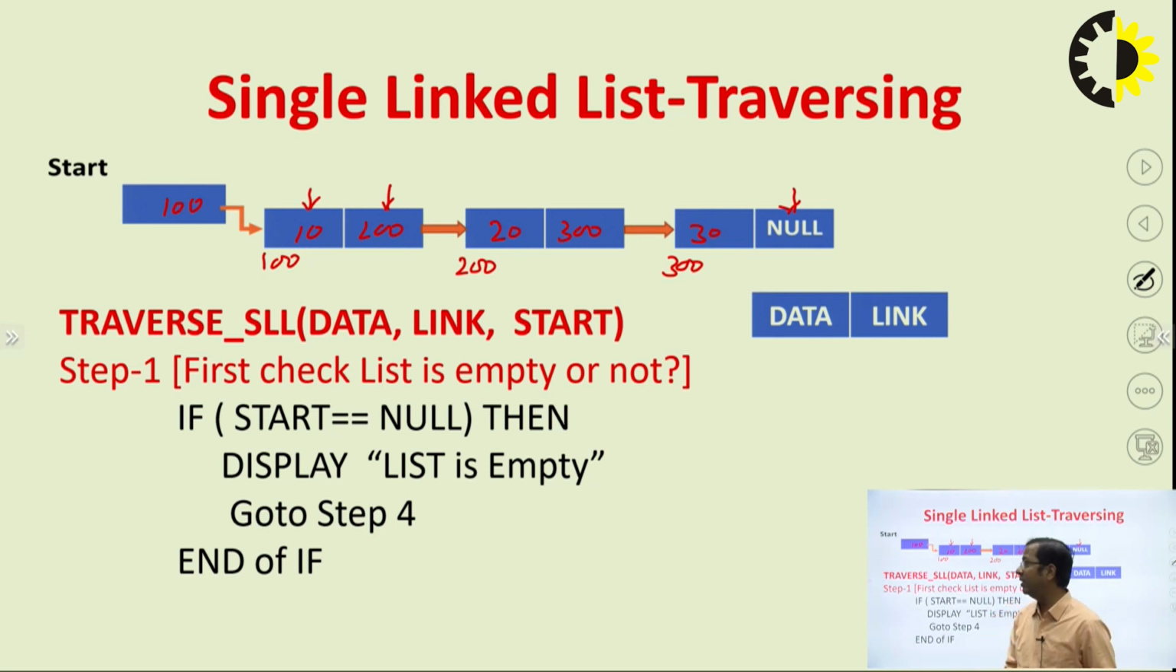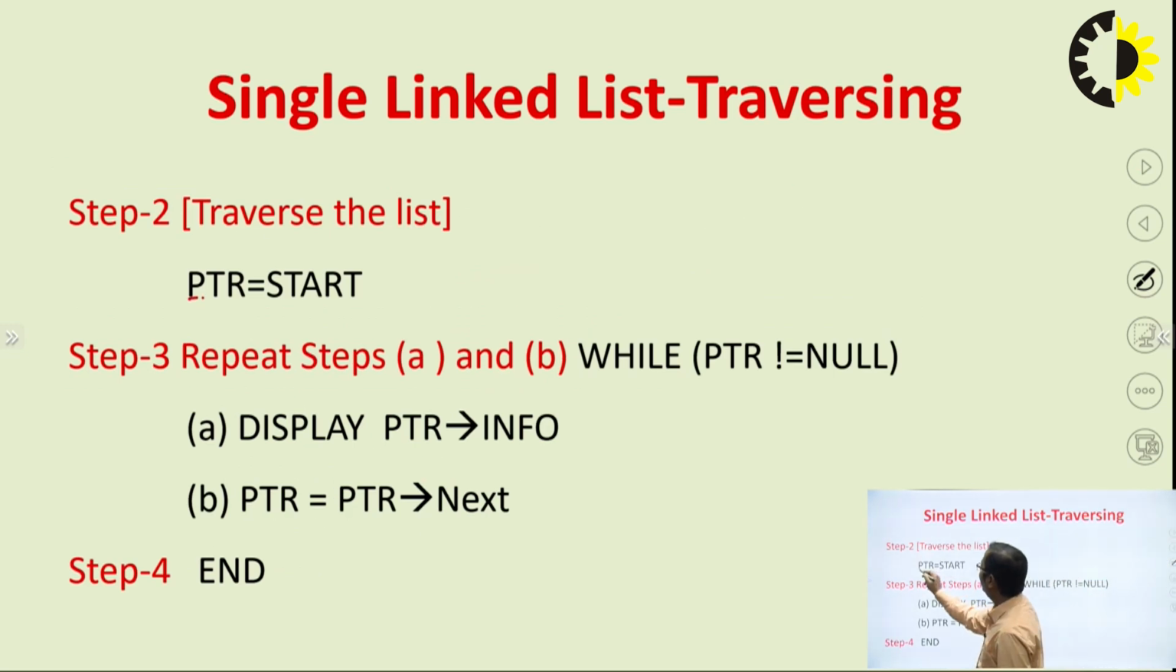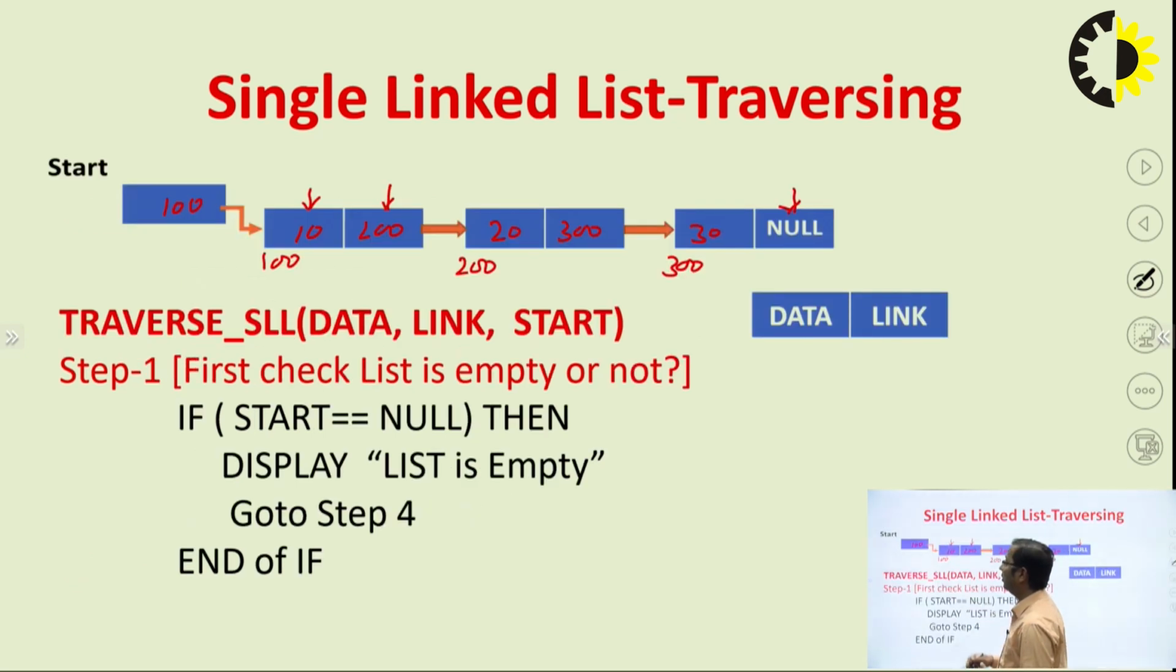So for that reason we will take a temporary pointer, PTR, that will contain the address of the first node, that is, the address inside the start pointer. Now first of all, in traversing we will check whether the list is empty or not. If the list is empty, we cannot display any information. So if start contains null, that means the list is empty. In that case, go to the last step and end if, that means the traversing operation will end.